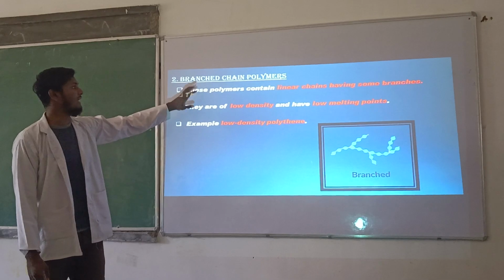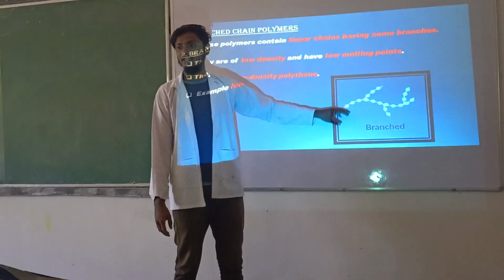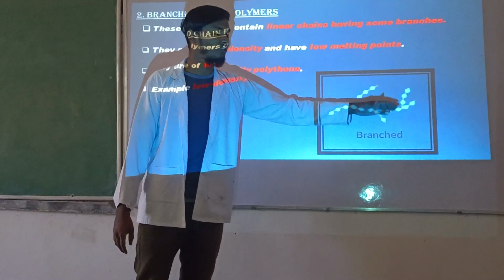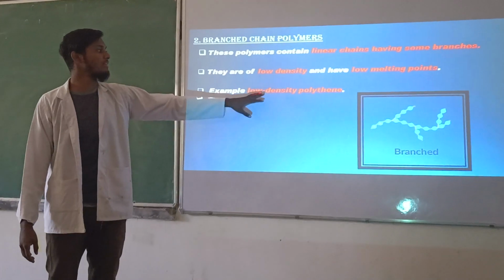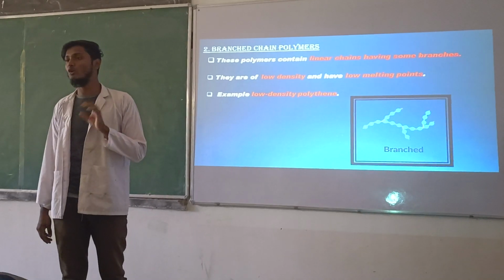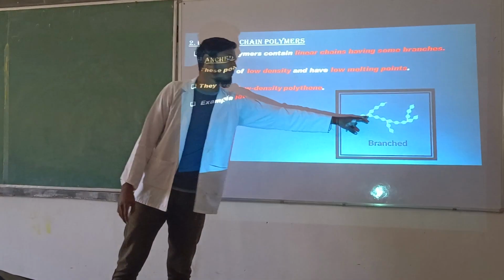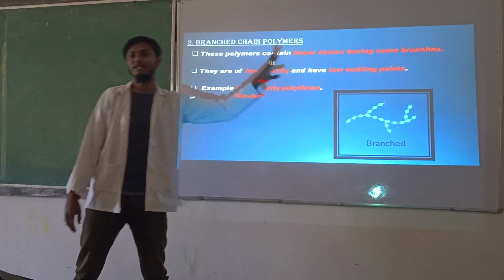Let's move on to branched-chain polymer. As the diagram shows, the linear polymer has some branches on it. Its example is low-density polyethylene, which has low density and a low melting point because of the branches. The molecules are not closely packed, so its melting point is low.